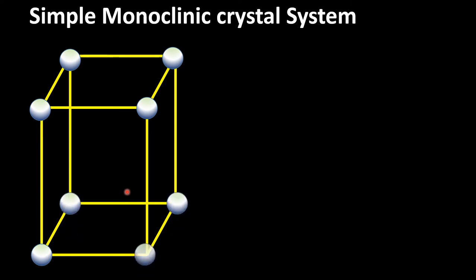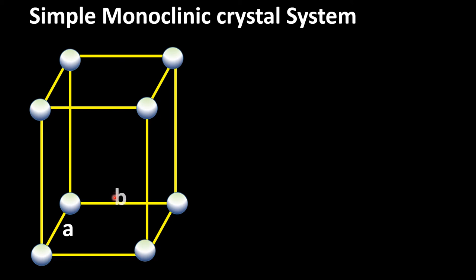Now we discuss the simple monoclinic crystal system, which has the second least symmetric structure. This is the simple monoclinic lattice. Now we bring the atom to this monoclinic lattice. Now this atom goes to this point, this one, this one, this one. In the same way, we bring the atom to each corner of this monoclinic lattice. Now it becomes the monoclinic crystal. This is the crystal of the monoclinic crystal system.